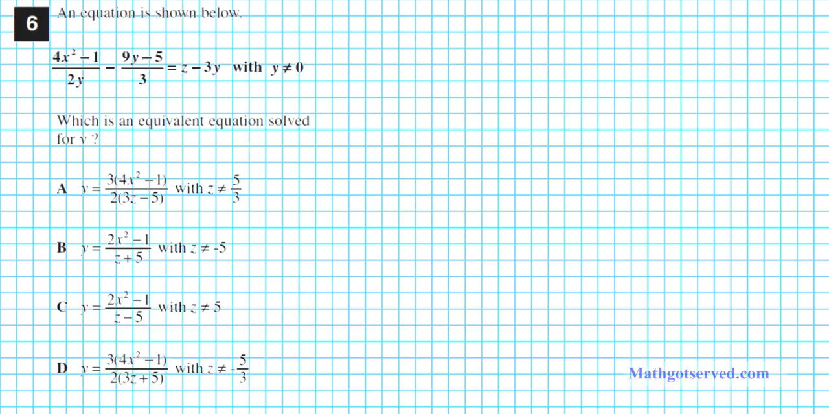All right, let's take a look at question number 6. We're given an equation and we are asked to find which is an equivalent equation solved for y. Okay, so we have (4x^2 - 1)/(2y) - (9y - 5)/3 = z - 3y. Now I'd like to express all three terms as fractions.